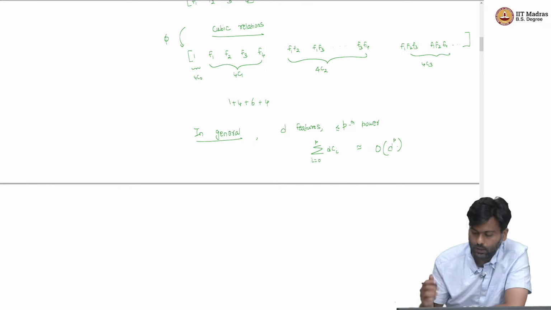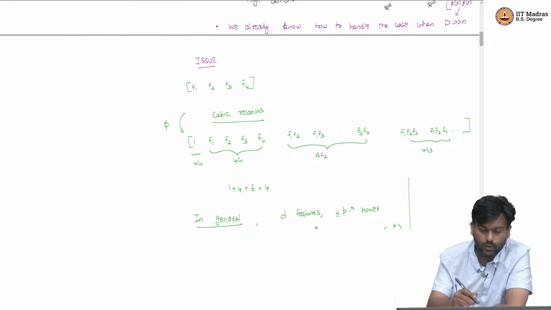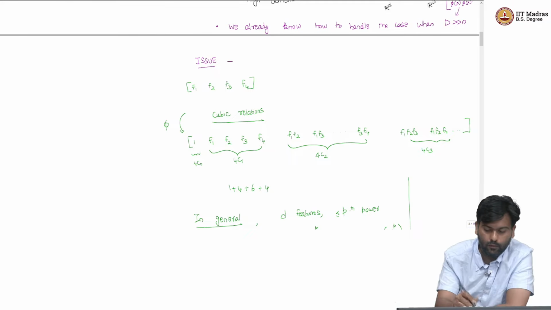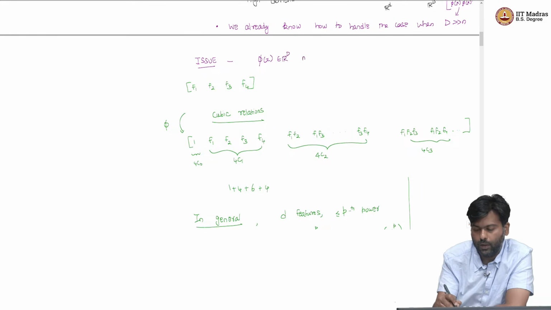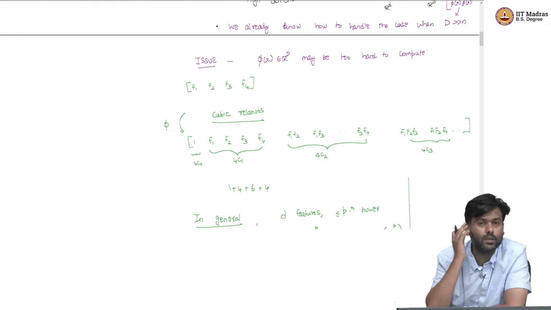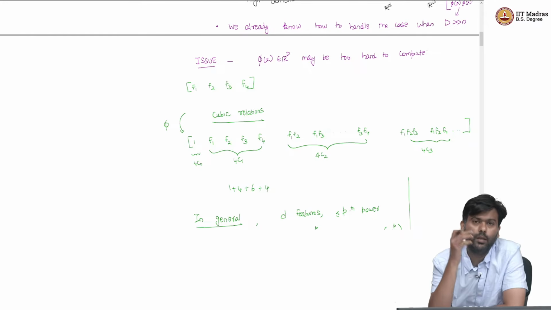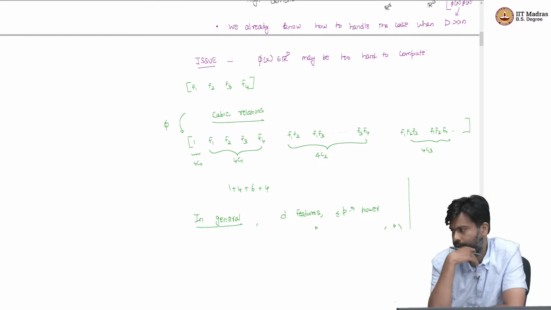So this is a major issue. So what is the issue? The issue is the following, right? So then the issue is phi of x in R^D may be too hard to compute. When I say hard, perhaps it's not in the hardness sense, but the number of features might be prohibitively large, so you don't necessarily want to compute phi of x.